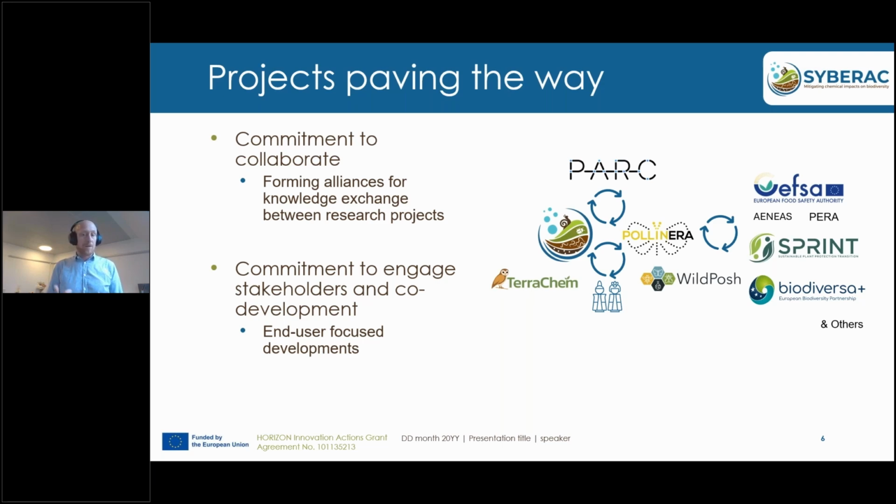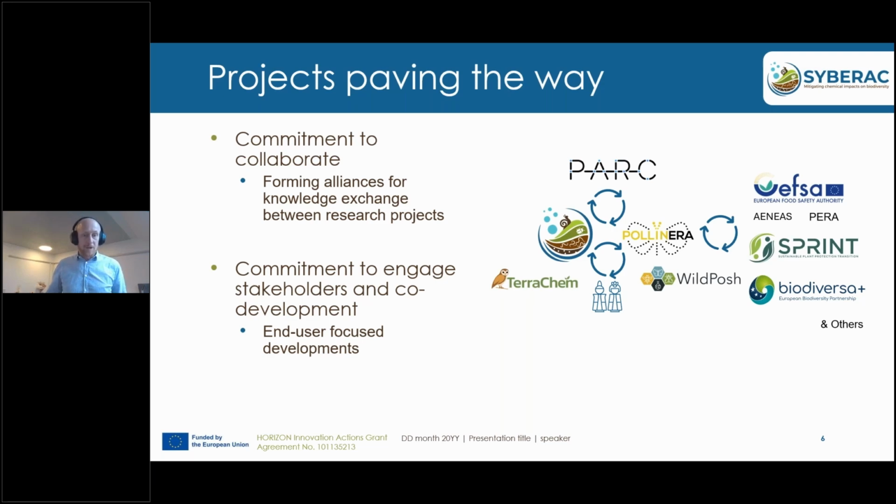Some of the collaboration mechanisms that we intend will be looking at joint communication activities, joint data management, and alignment of activities. These are particularly between PollinERA and WildPosh, where agreements have already been aligned. And it's the alignment of activities that is an important part of what we want to achieve in these collaborative engagements.